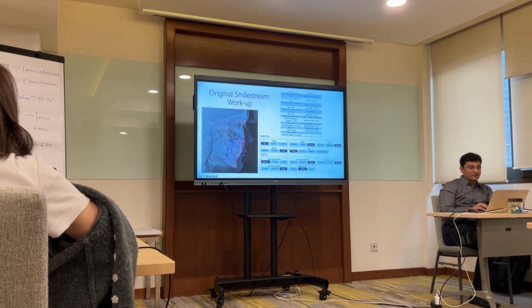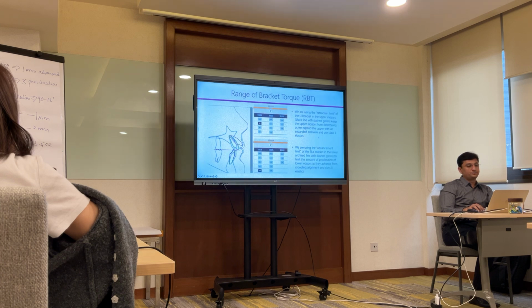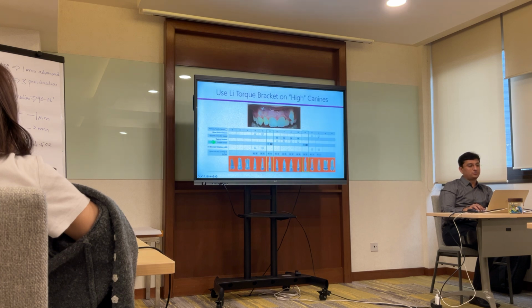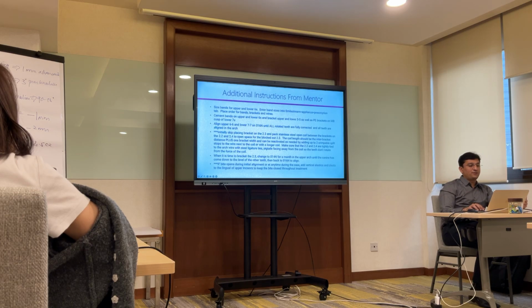So just like we discussed, the skeletal class 1, and she's open, the FMA is 29. This was planned on Smile Stream. This is how we do expanded arch wires, and that's the VTO. Bracket top, plan design. When you click on treatment plan, it gives you step-by-step treatment plan.